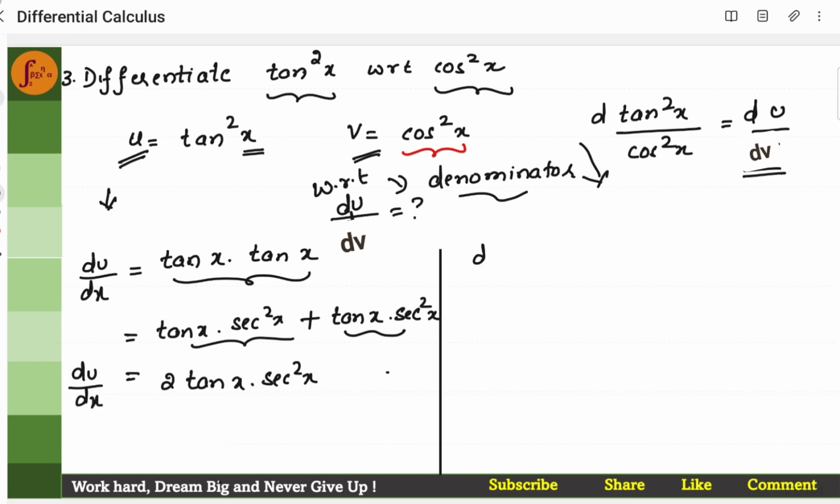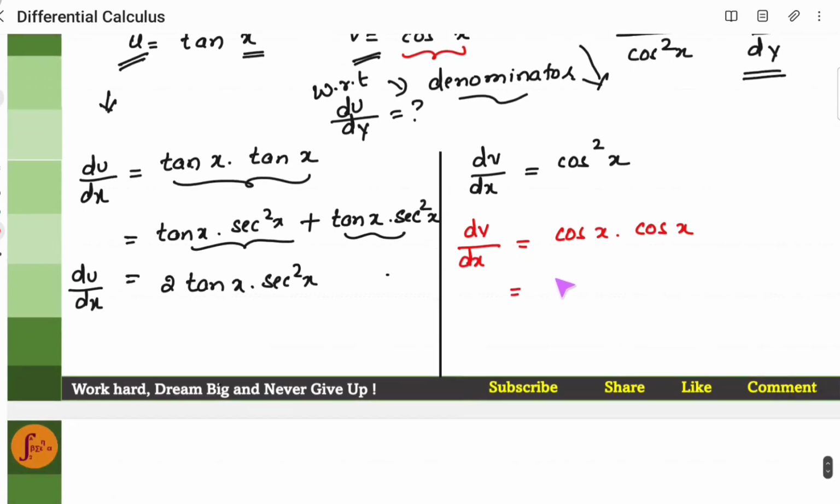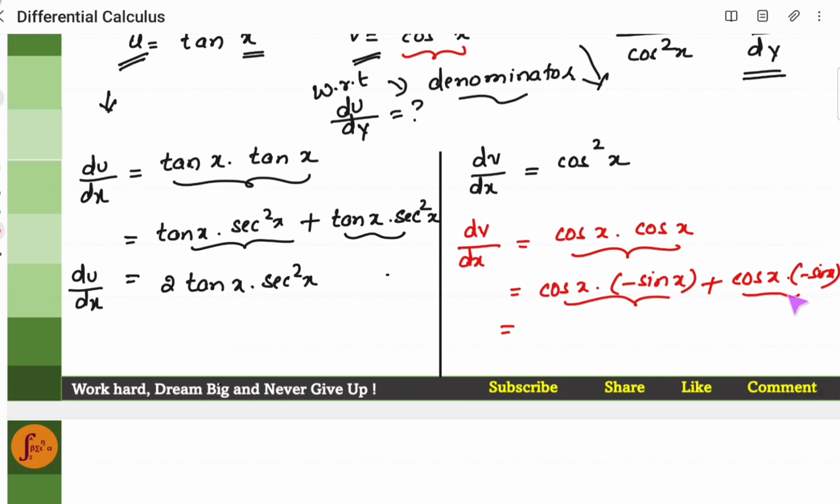Now similarly we'll find dv by dx. I have cos square x. So dv by dx is equal to, I can write this as cos x into cos x, and I have to apply the product rule. So cos x, first term, into the derivative of the second term, which is minus sin x, plus the second term into the derivative of the first term, which is again minus sin x. Both of these are the same. So it's nothing but 2 sin x into cos x. There is a minus here, right? So it's minus 2 sin x cos x.